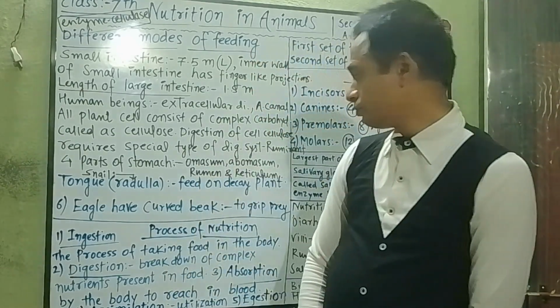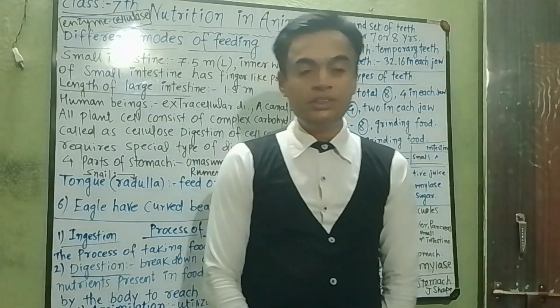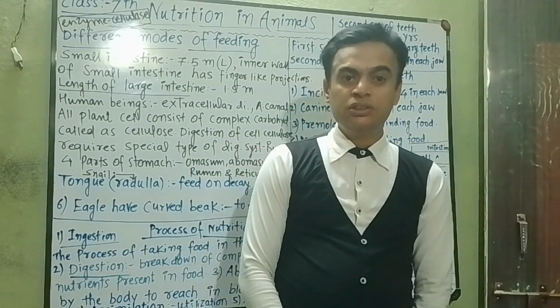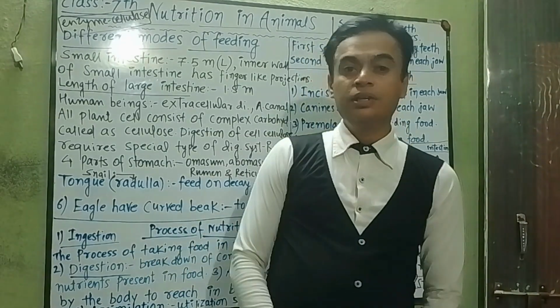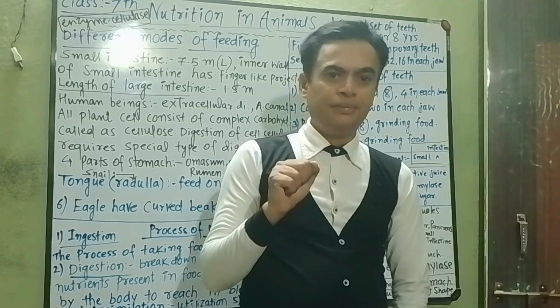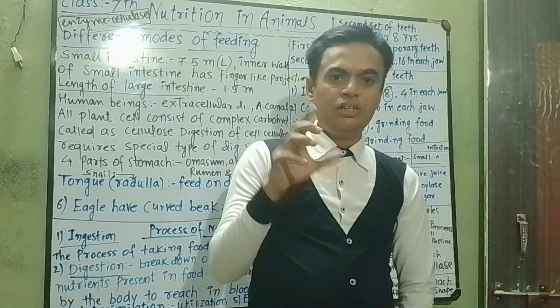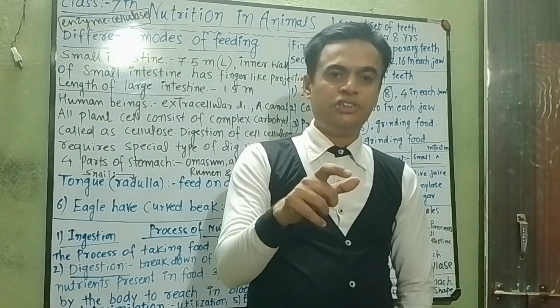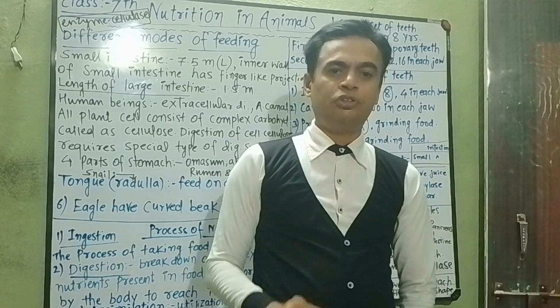Now, how is nutrition taking place in the eagle? Eagle has a curved beak, and with the help of the curved beak, the eagle captures its prey. Prey म्हणजे भक्ष्य. eagle ला कर्व बीक आहे आणि कर्व बीकच्या सहाय्याने eagle त्याचं भक्ष्य स्वतः कॅप्चर करतो.